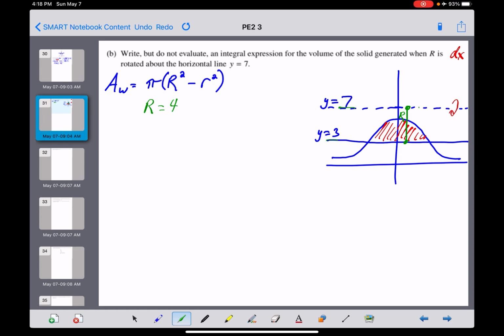Little r is more complicated. We start at the axis of revolution again, and we go down until we hit the first curve, and that's little r.